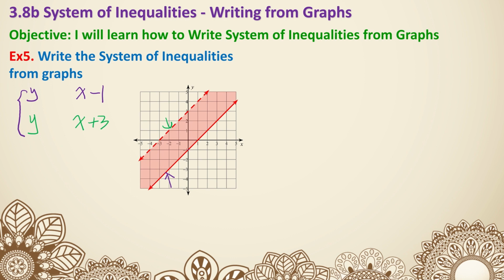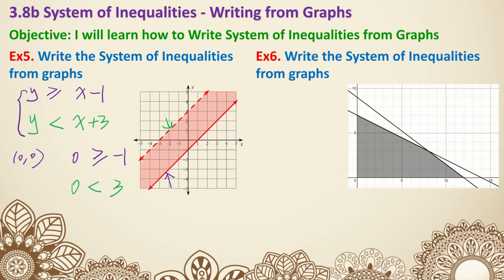So for both lines, we can actually use 0, 0 to check. First line, we're going to get a 0 on the left side, a -1 on the right side. So it's going to be a greater than or equal to. It's a solid line, so it has the equal symbol. The second one, 0 on the left side, 3 on the right side. So it has to be a less than. So it's y is less than x plus 3. There you go. That's example 5.